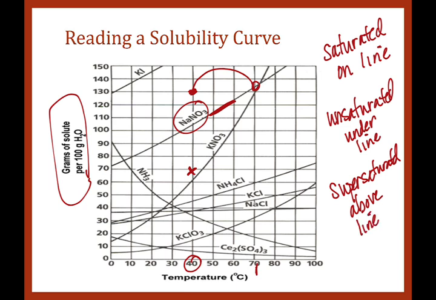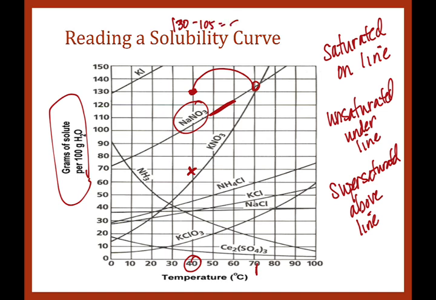Okay, so what I could do from that is I could literally calculate how much would precipitate out when I cooled it back down. And so what I would do is take that 130 that I heated it up to, right? I dissolved 130, but then at 40, my saturation point looks like about 105.